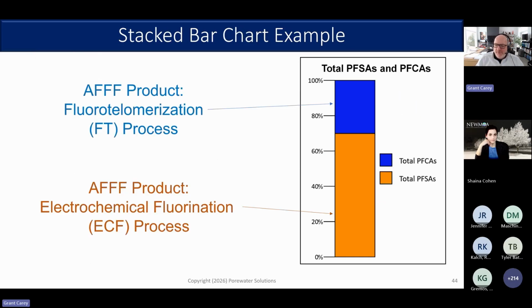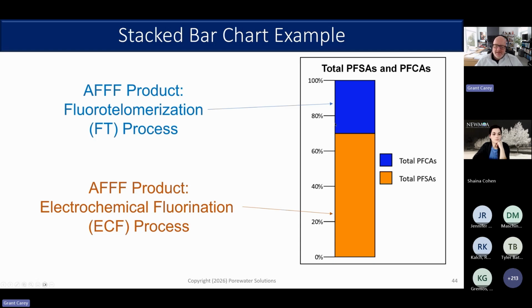So stack bars are more for forensics, but they really help tell us what the relative, in this case, we're looking at the orange zone represents total sulfonates. The blue zone represents total carboxylates. They total up to the total PFAS in groundwater and the source area. 100% just means every location has 100% here. So this just tells us at this one location where we're looking at the legend, 70% of PFAS are made up of sulfonates and 30% are made up of carboxylates.